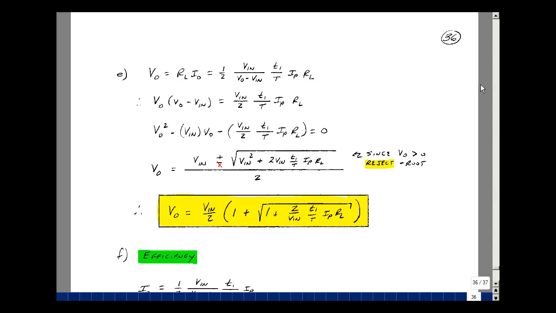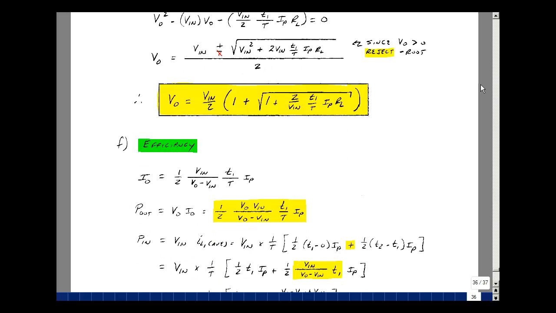Now what about the efficiency? Well, I out was this expression. Our power out is the average value of the voltage times the current. But since we have basically a constant output, just take the product of the 2 DC values. So just taking this expression here and multiplying it by V out.